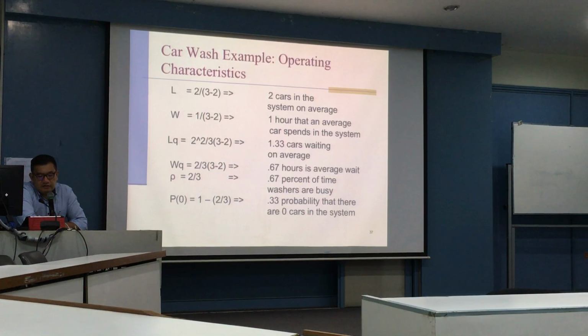And rho equals 0.67, or we will say that it's about 67% that the team of car washers is going to be busy when you arrive to the system. And P0 equals 0.33, so it means that the probability that there is no car in the system is 33%. So this is the result.